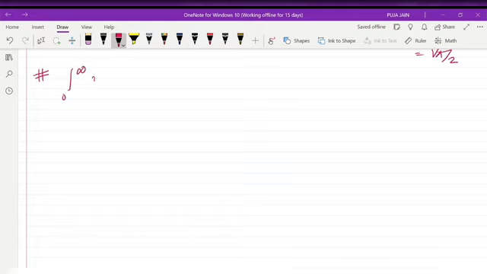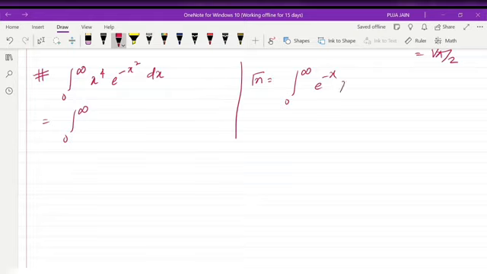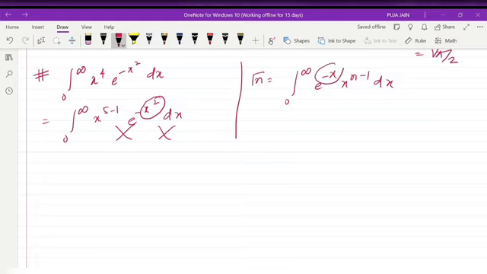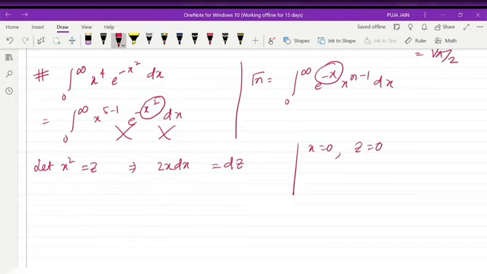Suppose integral 0 to infinity x to the power 4 e to the power minus x square dx. Now we know our standard result gamma n is equal to integral 0 to infinity e to the power minus x, x to the power n minus 1 dx. So this can be written x to the power 5 minus 1 e to the power minus x square. Now you see here it is x square. So this process we can't do because we know here must be e to the minus x. So we will do what? Let x square be equal to z. So what we will get? 2x dx is equal to dz. Correct? Now limits: when x is equal to 0, z is equal to 0. Now when x is equal to infinity, z is also equal to infinity.